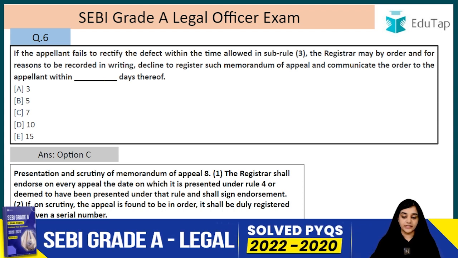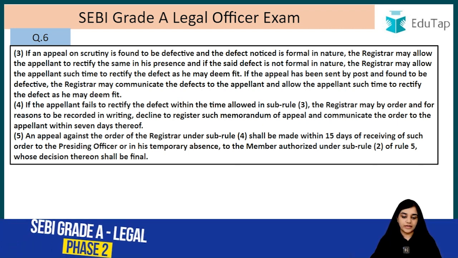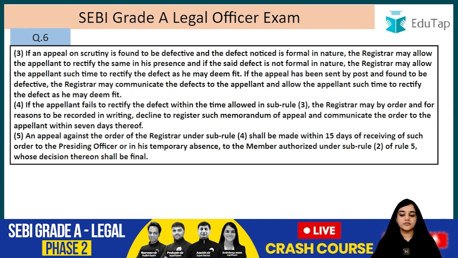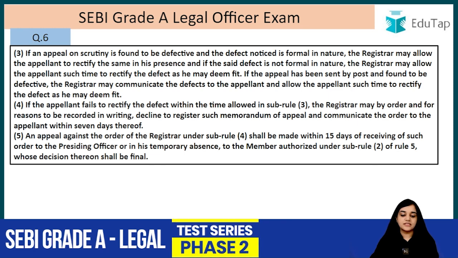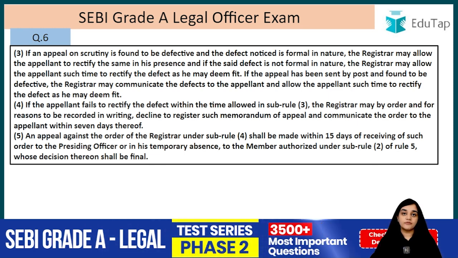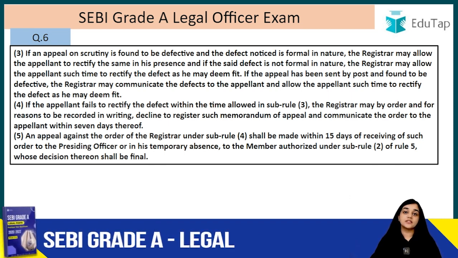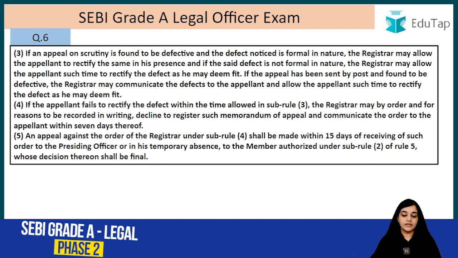But in case there is any defect, in that case what is going to happen? So if an appeal on scrutiny is found to be defective and the defect noticed is formal in nature, the registrar may allow the appellant to rectify the same in his presence, and if the said defect is not formal in nature, the registrar may allow the appellant such time to rectify the defect as he may deem fit. So if it is a formal defect, then the registrar is going to allow the appellant to rectify it there and then. But in case it is not a formal defect, he is going to give that appellant some time to rectify that defect, as he may deem fit.